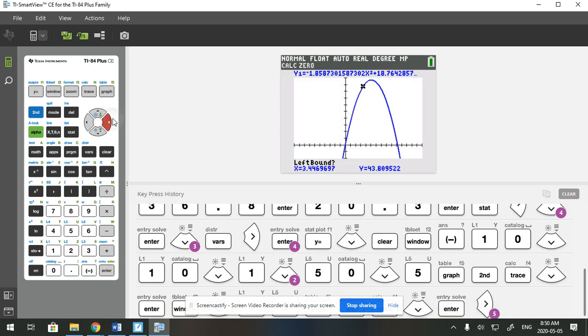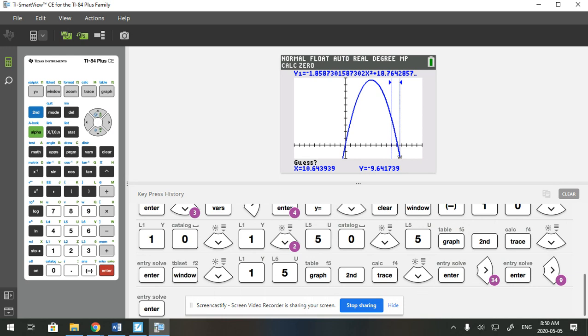So we're going to go slightly to the left of the 0. I'll get there. There we go. Hit enter. You want to go slightly to the right. Just lets your calculator know where to look for the 0. And we're going to do a guess. So this is right where it touches the x-axis. And I can see my 0 is at 10.159, etc.